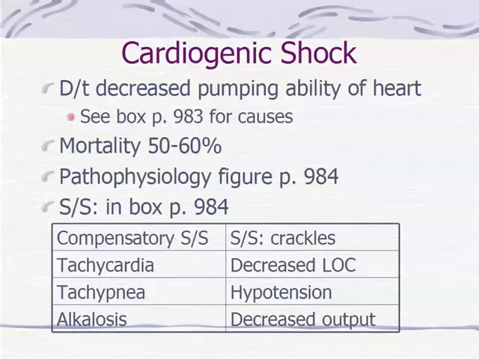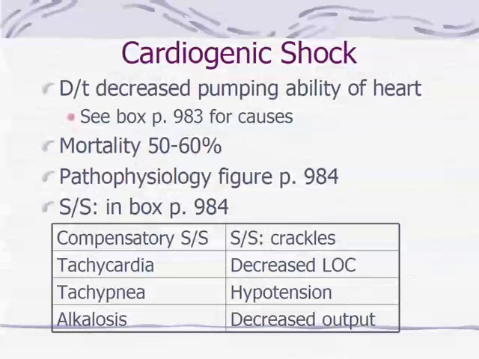Cardiogenic shock is due to decreased pumping ability of the heart, and there's a box on page 983 for the different causes. If you have 40% of your myocardium injured with an acute MI, you probably will go into cardiogenic shock. It has a mortality rate of 50 to 60%. Now that's better because it had been 72 to 84%, so we're making progress. Pathophysiology figures are on page 984, and the symptoms are in a box on page 984 also.